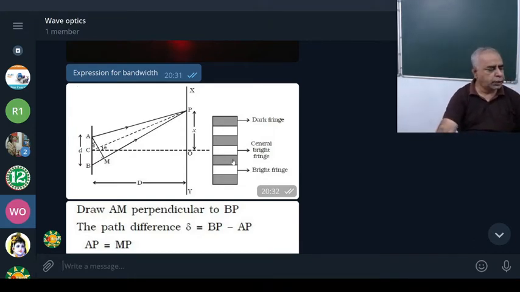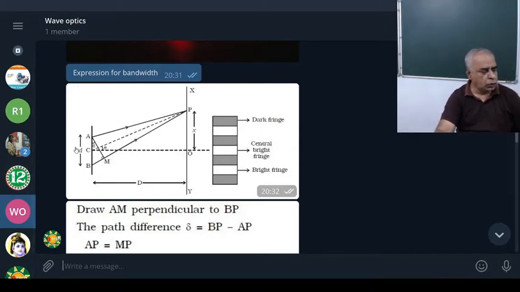So let us draw AM. What is AM here? That is the diffracted wavefront starting from A, and AM is the wavefront. Let us consider this as a right angle, so AM is perpendicular to BP. What is BP? BP is the ray diffracted from the narrow slit B. The ray diffracted from A and the ray diffracted from B meet each other at P, and that causes the interference. I hope now it's clear.